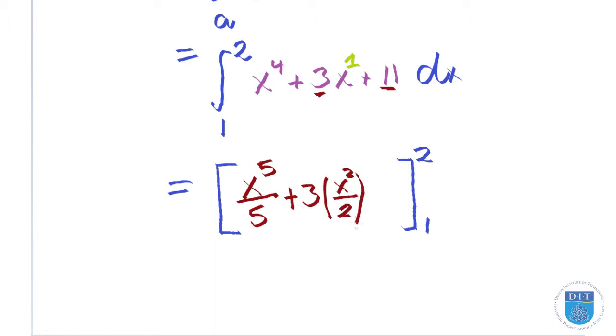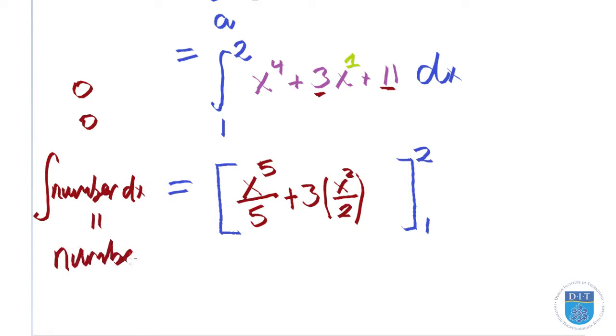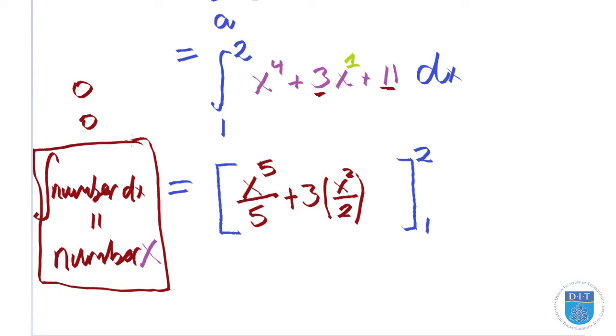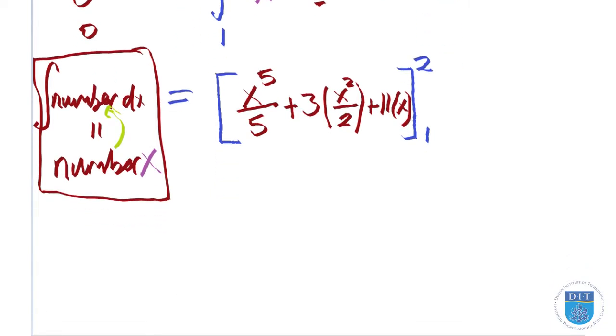Again, a warning has to come with this: the integral of a number dx equals the number times x, the number with an x on it. Why, you'd ask? Because differentiation is the opposite of integration. If I differentiate a number times x, you're left with the number. So the integral of 11 is 11x. And what I'll do is surround the x with a little bracket, because then it'll make it clear as day what I should be doing when I'm subbing the limits in later.